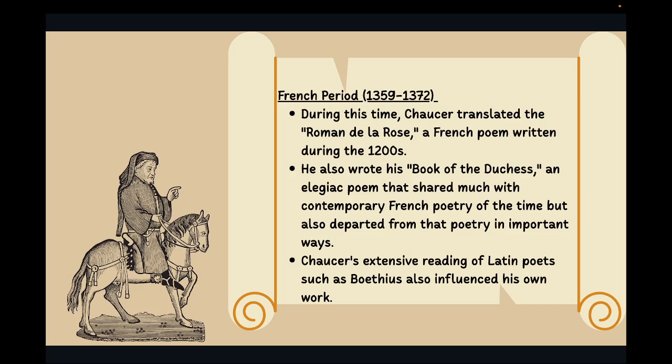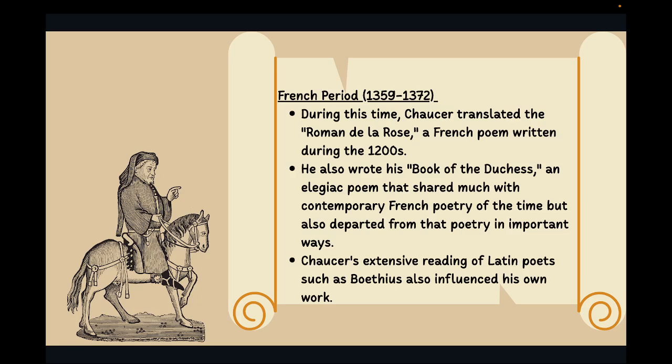The French period expanded from 1359 to 1372. During this time, Chaucer translated the Roman de la Rose, a French poem written during the 1200s. He also wrote his Book of the Duchess, an elegant poem that shared much with contemporary French poetry of the time, but also departed from that poetry in important ways.